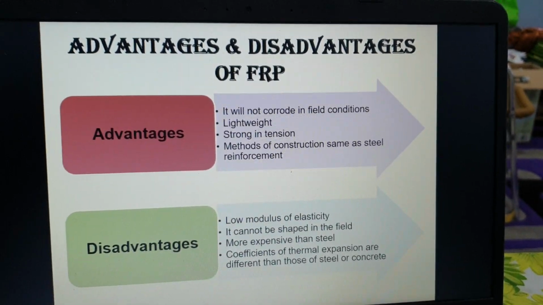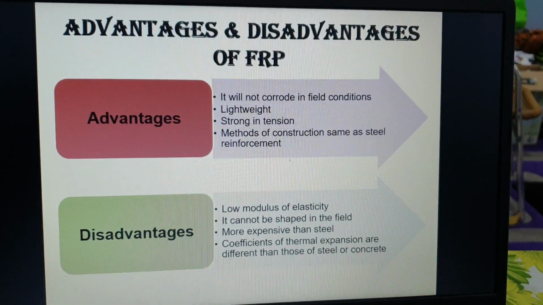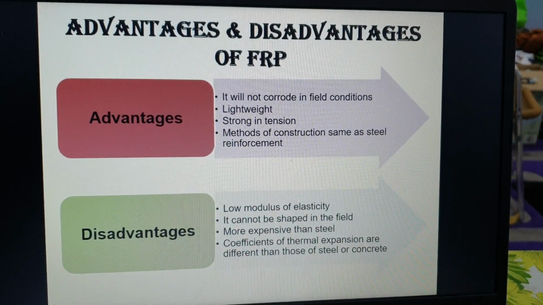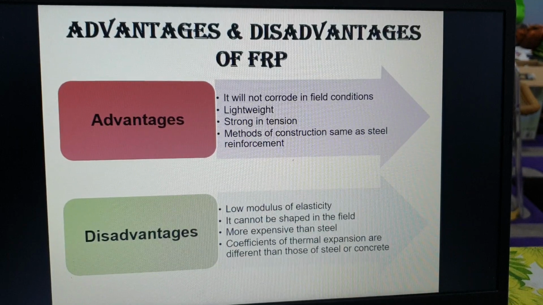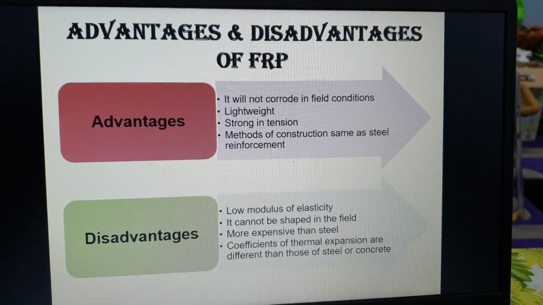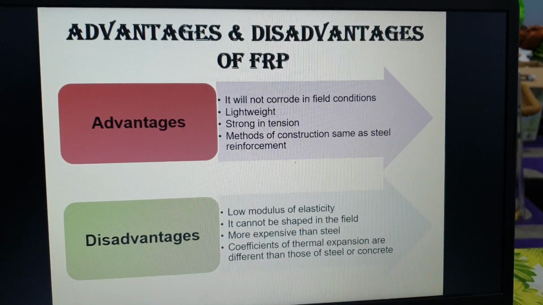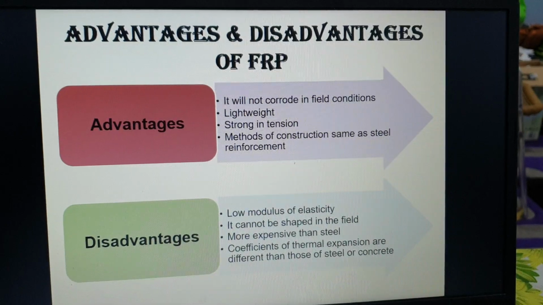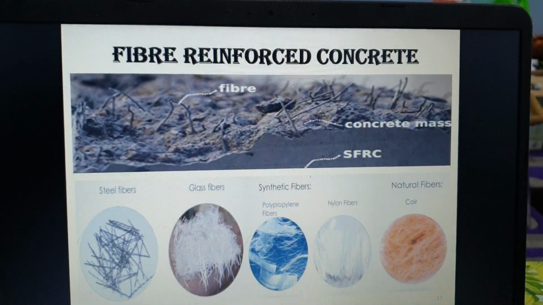Advantages and disadvantages of FRP. For the advantages, it will not corrode in field conditions. It is lightweight, strong in tension, and the method of construction is the same as steel reinforcement. The disadvantages are low modulus of elasticity. It cannot be shaped in the field. It is more expensive than steel. Coefficient of thermal expansion is different from those of steel or concrete.